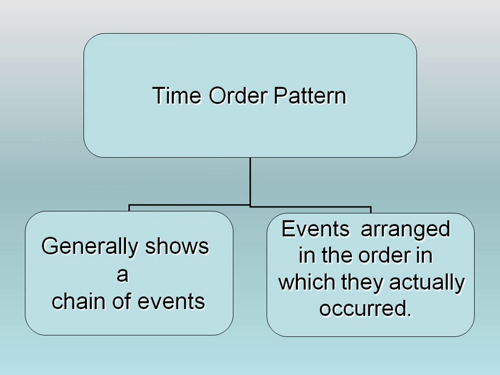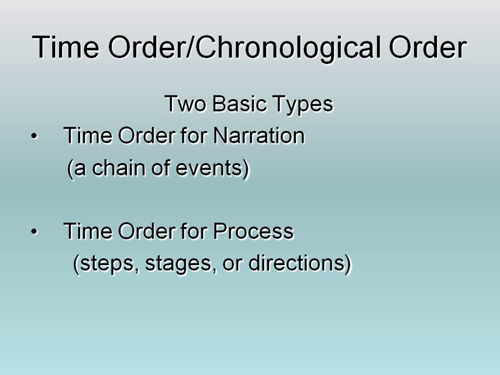Thought pattern number 1, the time order pattern. The time ordered thought pattern shows a chain of events. The actions or events are listed in the order in which they occur. This is called chronological order. 2 types of chronological order are narration, which is used to show a chain of events, and process, which is used to tell steps, stages, and directions.